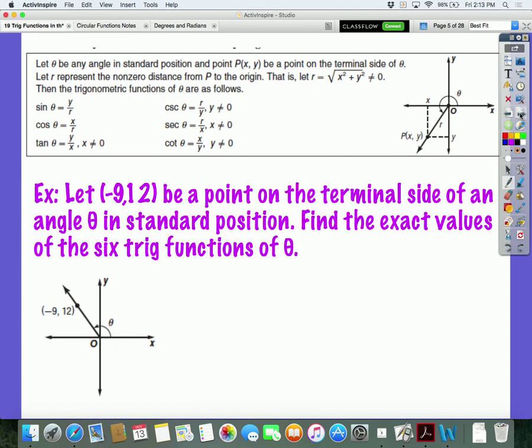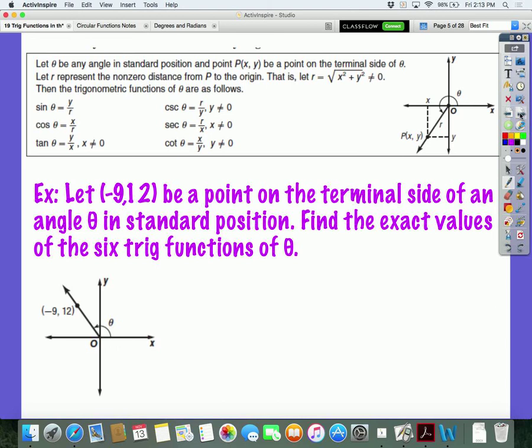The initial side is the x-axis, right? So in this case, you have a point that's located on your terminal side, and those coordinates are x, y. They can either be both negative, or one positive and one negative. It just depends on what quadrant you are in. Okay?